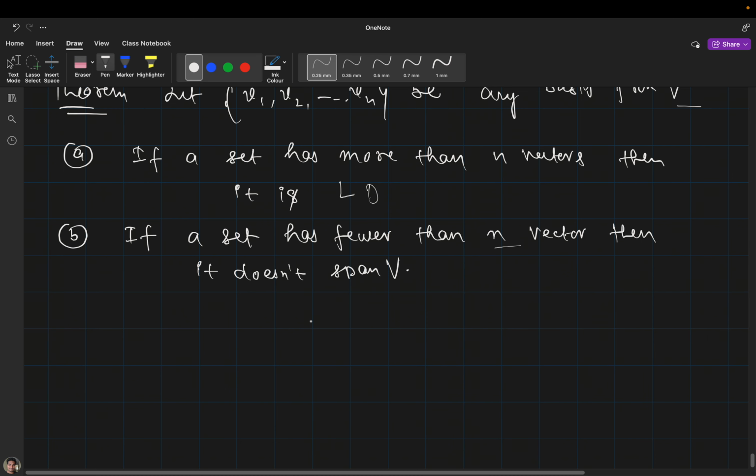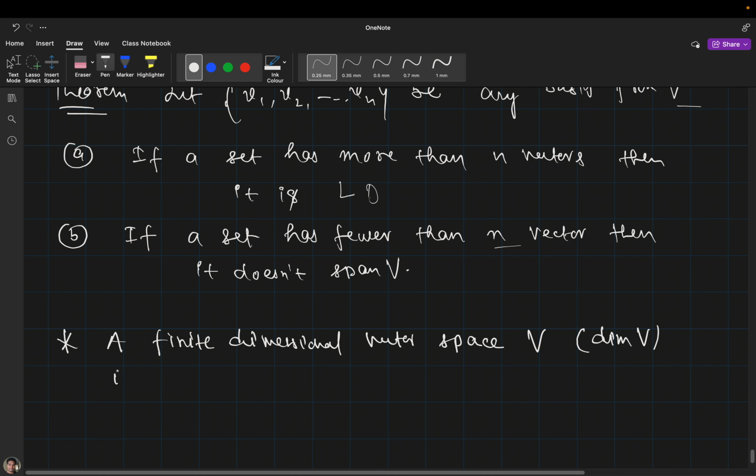Okay. Now let's talk about the dimension. What is dimension then? A finite dimensional vector space V, that is also called dimension of V, is equal to the number of vectors. Vectors of what?